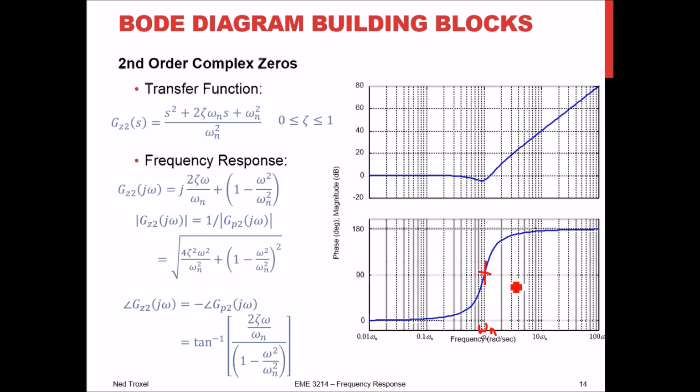And again, keep in mind the slope as you go to very high frequencies will always be plus 40 dB per decade for a pair of complex zeros, because there are 2 zeros, each one gives you 20 dB per decade. So together they give you 40 dB per decade.